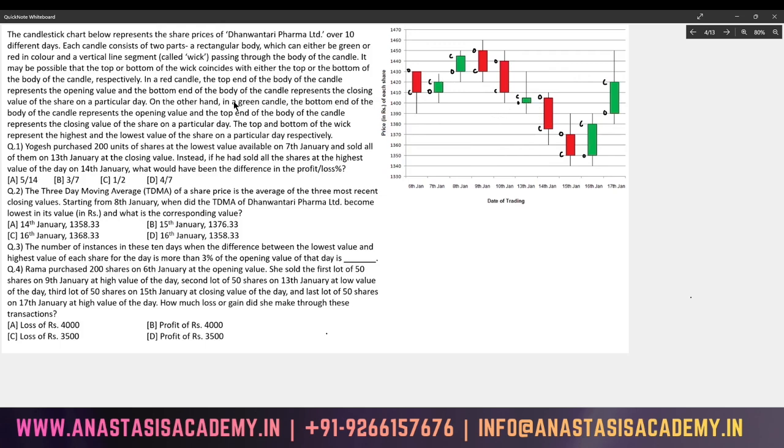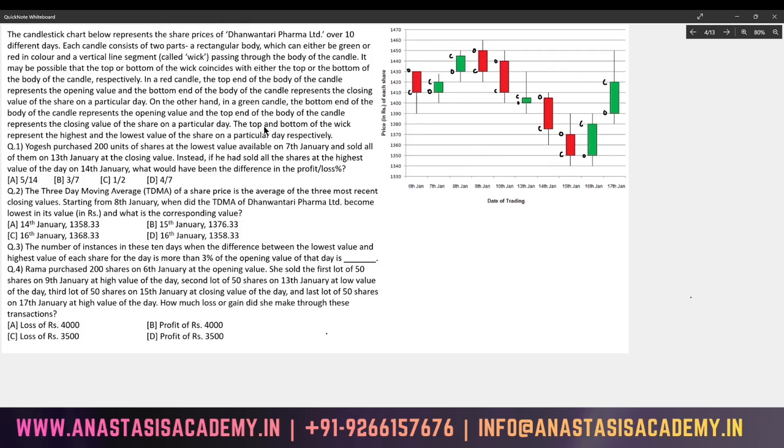On the other hand, in a green candle, the bottom end of the body of the candle represents the opening value, and the top end of the body of the candle represents the closing value of that particular day. So we already know that because we are hopefully familiar with candle wick charts. This is something that has been tested in the XAT exam, and we've also done practice of this in our class sheets. So you should know about this.